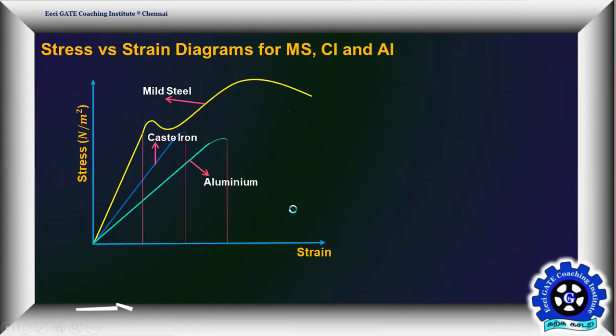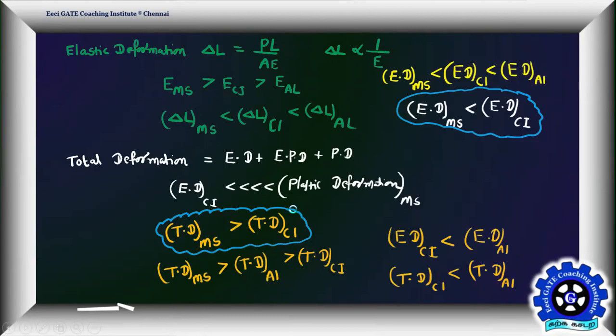That's it. Now tell me, steel and rubber, which one is more elastic? Tell me. Steel and rubber, which one is more elastic? Steel is more elastic than rubber, or rubber is more elastic than steel? Steel is more elastic than rubber. Here, among these three, which one is more elastic? Mild steel. Why?